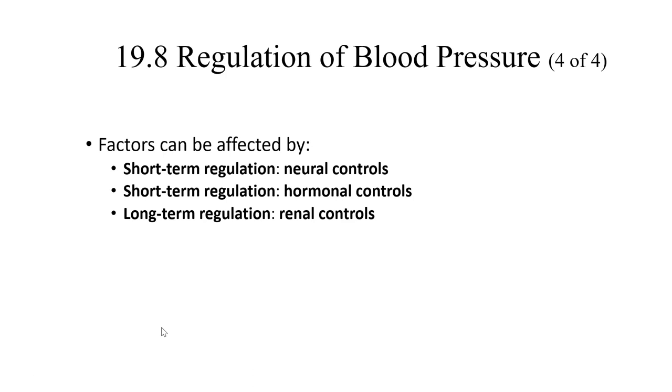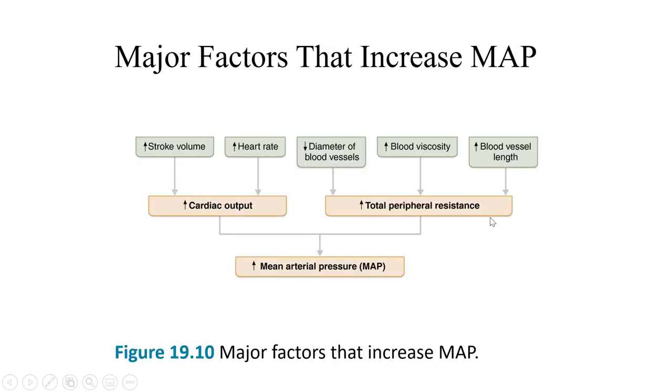Okay, let's move on with the regulation of blood pressure. So let's take a look at factors that can be affecting blood pressure itself. And there are several. You have short-term regulation, that is part of neural control, short-term regulation, that's part of the hormonal controls, and long-term regulation, which is part of the renal controls.